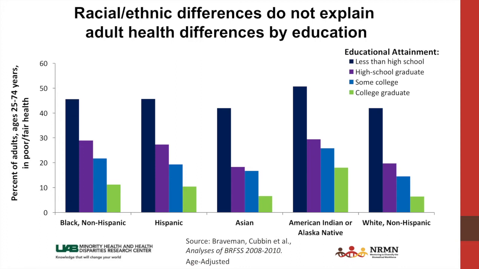But when we looked at this data, we found that race and ethnicity do not explain the adult health differences by education. For example, for African Americans, Hispanics, Asians, American Indians, or whites, individuals with higher education have better health than individuals with lower education. So we can see from this graph, those people with less education have more poor and fair health.